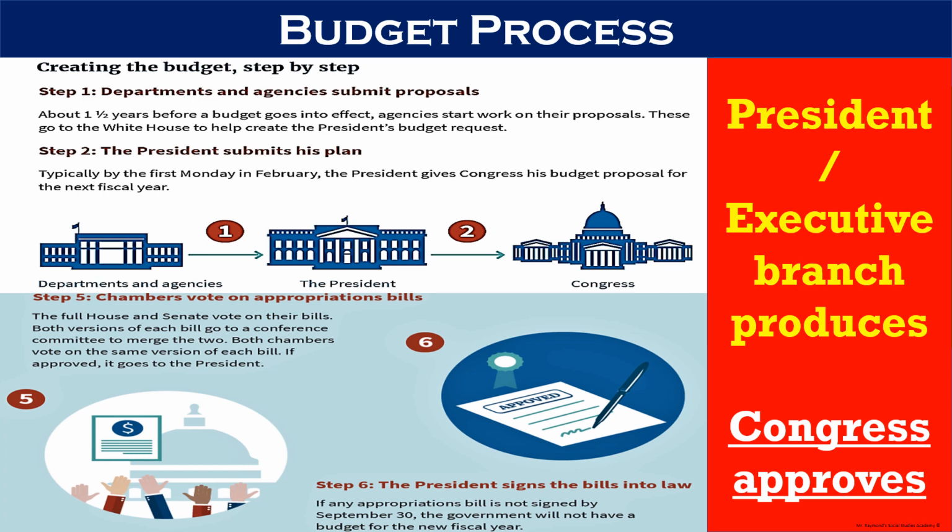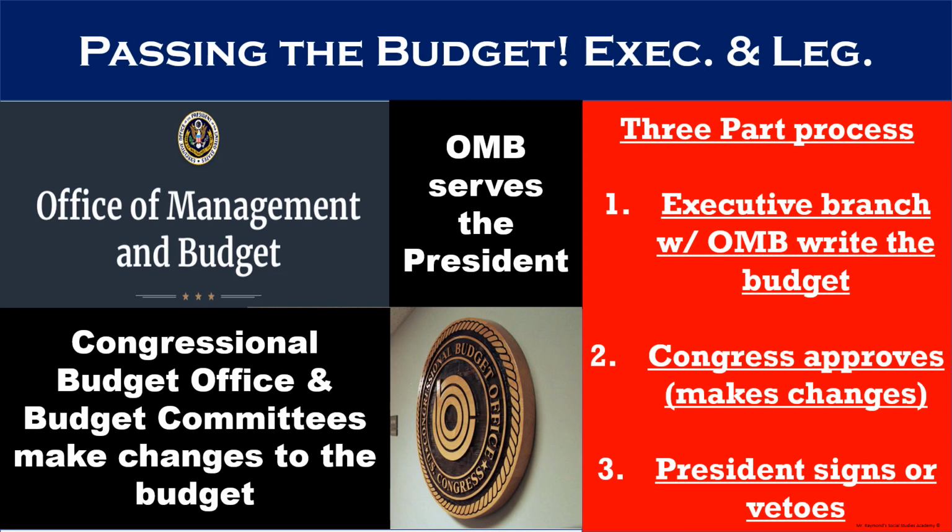Well, the president and the executive branch produce a budget, and the Congress is in charge of revising and approving that budget, in essence, giving them that power of the purse. However, the president must sign off on the budget, which has been an issue in recent history. So really, the budget is a three-part process.